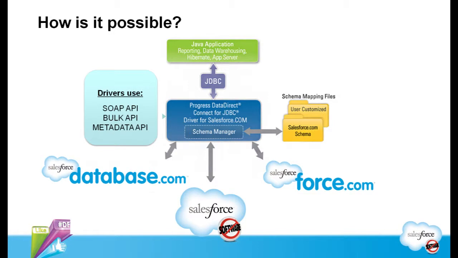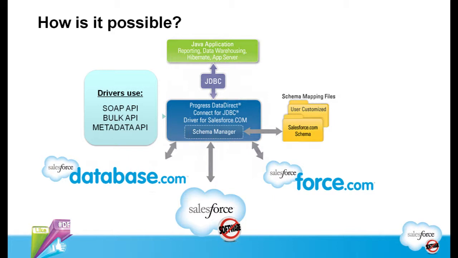In this diagram, if we start at the top, in green would be your JDBC application or Java application, whether it's reporting, data warehousing, or a web application. This diagram is the same for both JDBC and ODBC drivers; the same architecture applies. Your application in green makes standards-based calls into the driver, which is the blue box in the middle. When the request comes in to connect, the driver maps the standard and custom objects in Salesforce.com to relational tables and columns locally in the driver, and we map that into schema files. That's done using the SOAP API.